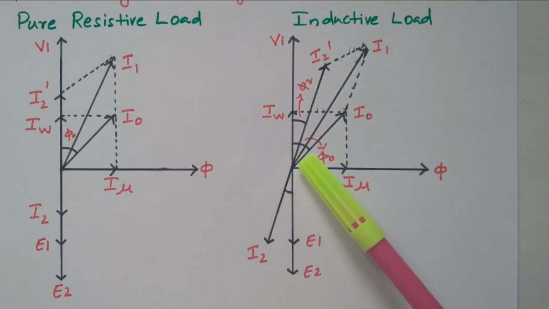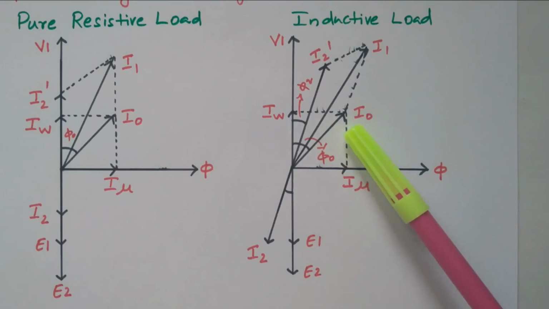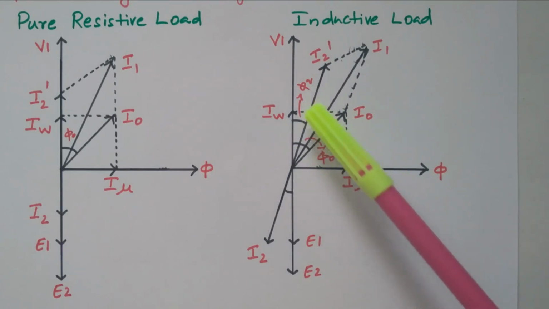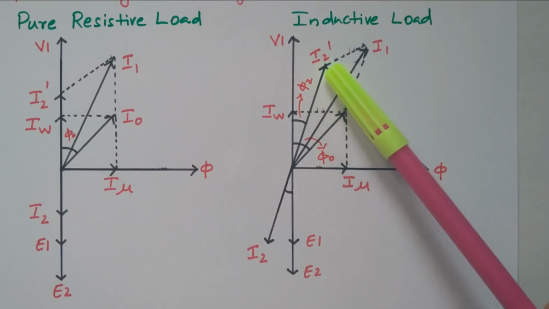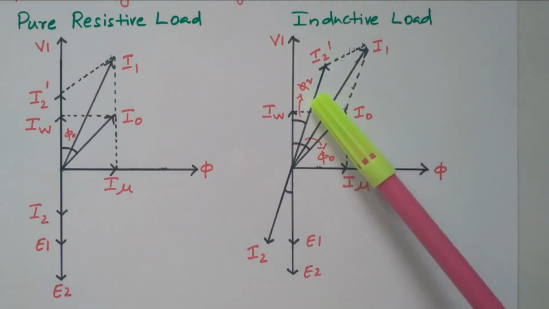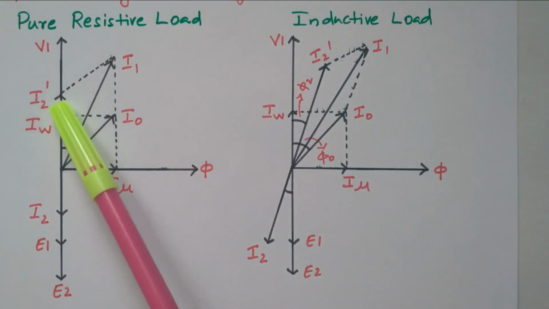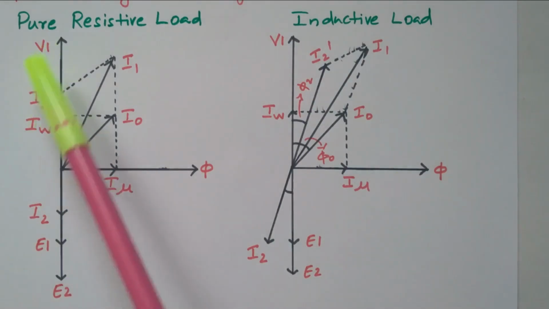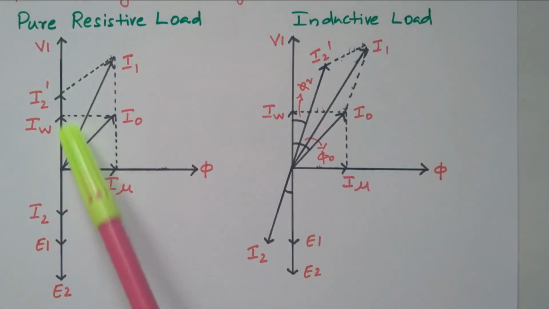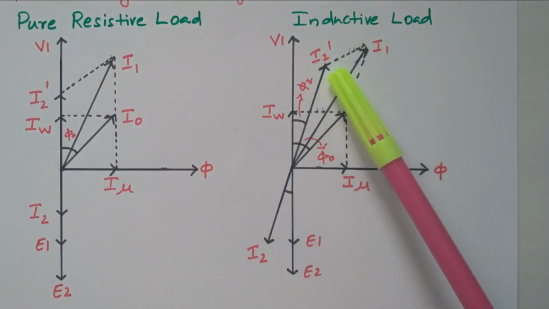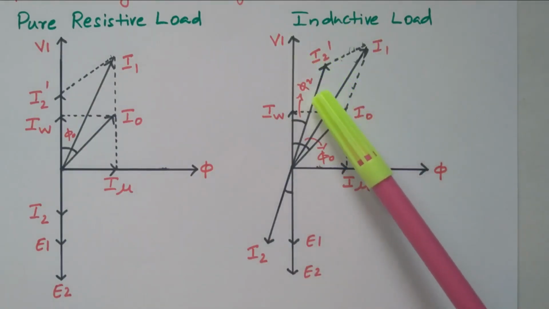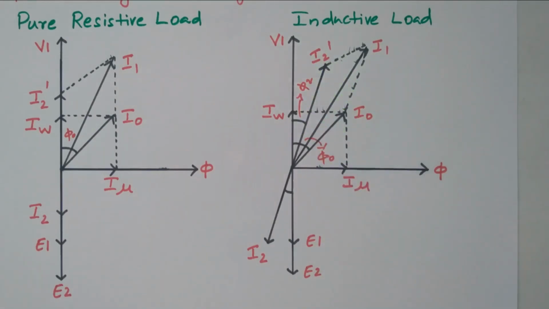This phi naught is the angle between IW and I0. That is a different thing, that is the no-load condition. This is the loaded condition, where the current lags the applied voltage by phi 2. In the resistive case, I2 dash and V1 are in phase with no angle, but here, due to the inductive load, the current is lagging the applied voltage by phi 2. Similarly, the other things are similar, E1 and E2.